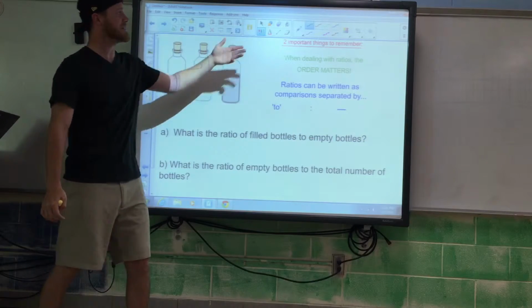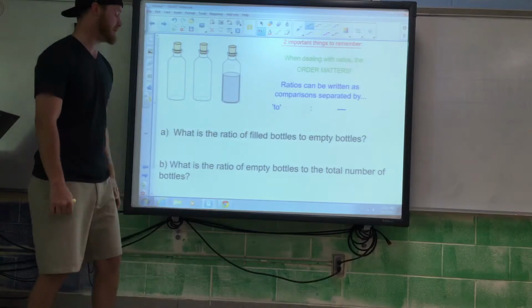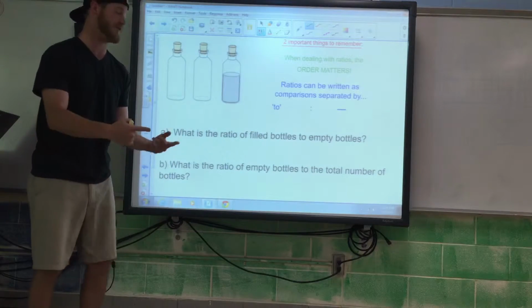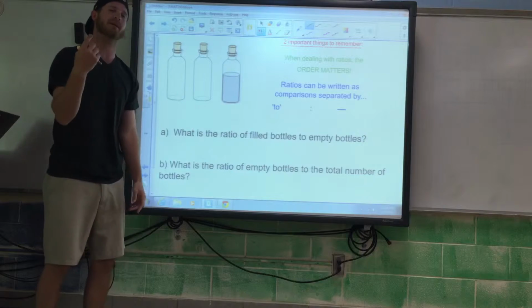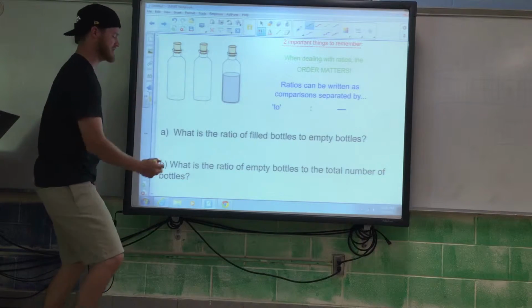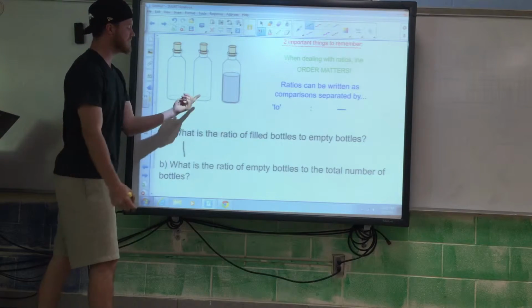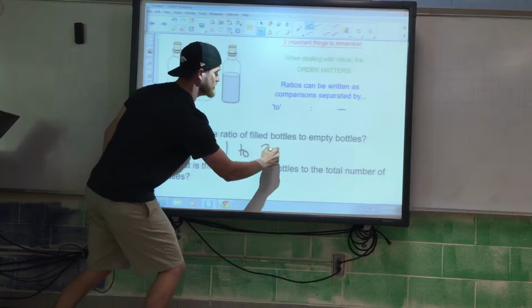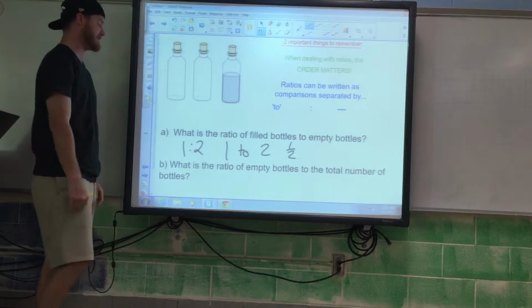Okay, now, keeping these two key things in mind, we have a different problem up here. What is the ratio of filled bottles to empty bottles? Again, filled is said first, so I've got to count how many bottles up here are filled. It's just going to be 1. How many are empty? 1, 2. Your ratio would be 1 to 2, or 1:2, or 1 over 2. Those are the 3 ways to write it.